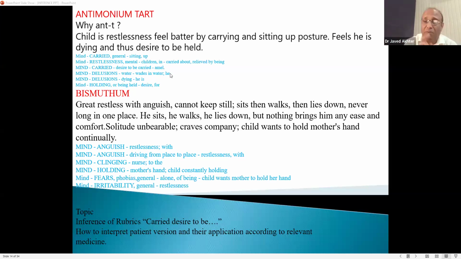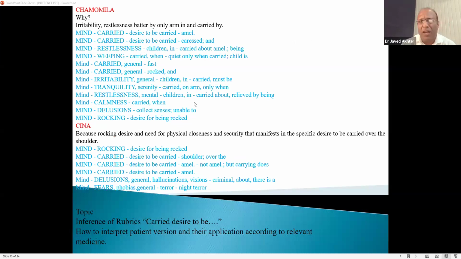This is a reason why bismuth is desired to lie in mother's lap. Another is chamomilla. Why chamomilla? Chamomilla is extremely irritable, restless, better only by being carried in arms. So these are the rubrics which are complementary here.